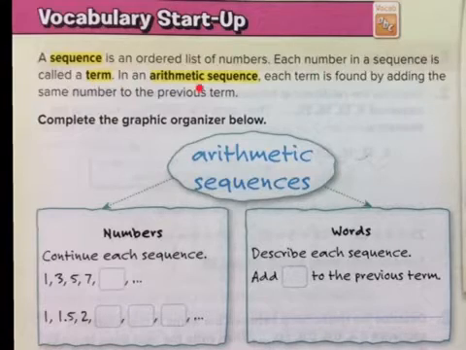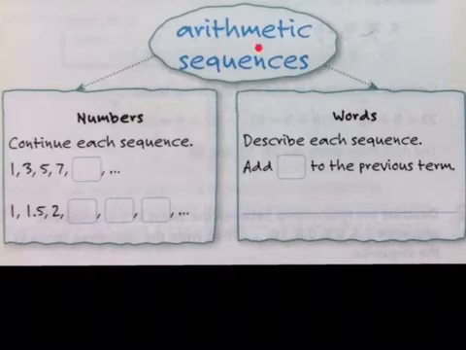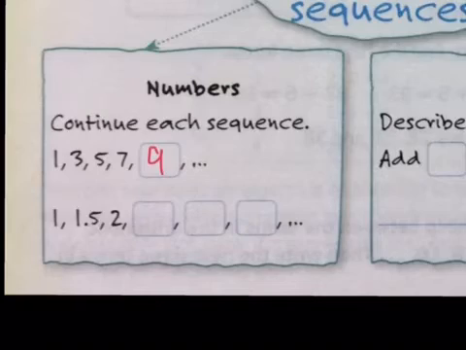In an arithmetic sequence, each term is found by adding the same number to the previous term. So here we have an example of arithmetic sequences. We have, for example, numbers. Continue each sequence. We have 1 to 3, so we've gone up by 2, 3 to 5, 2 more, 5 to 7, 2 more. So it's logical that the next number will go up by 2 more, and it should be 9.